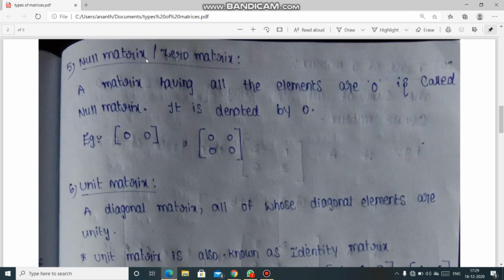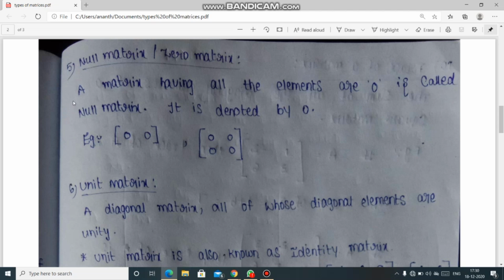And the fifth one is null matrix, or zero matrix. So the definition for null matrix: a matrix having all the elements 0 is called a null matrix or zero matrix. Example: 0, 0. This matrix has one row and two columns. It is a 1 by 2 matrix. And another example: 0, 0, 0, 0. It is a 2 by 2 matrix.